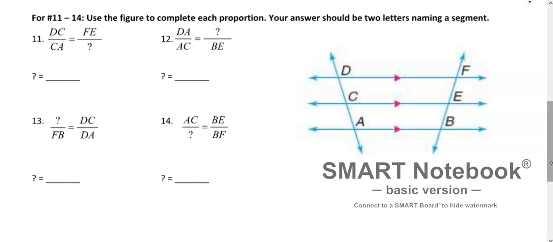All right. DC, where's that? That's right here. It's this top left piece. CA, what's that? It's the bottom left piece. FE, well, that's the top right. So what matches up? The bottom right, EB.